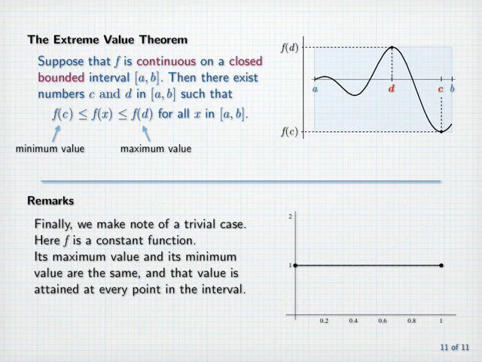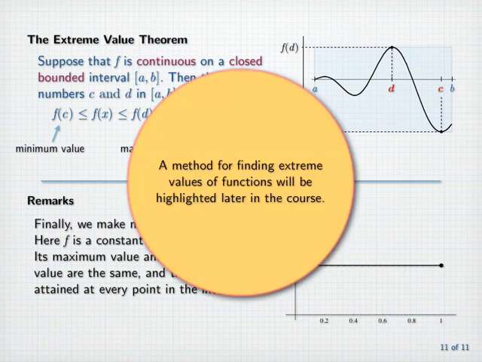Finally, we make note of a trivial case. Here, f is a constant function. Its maximum value and its minimum value are the same, and that value is attained at every point in the interval. This example indicates that in the extreme value theorem above, there may be many such numbers c and d in the interval. A method for finding extreme values of functions will be highlighted later in the course.